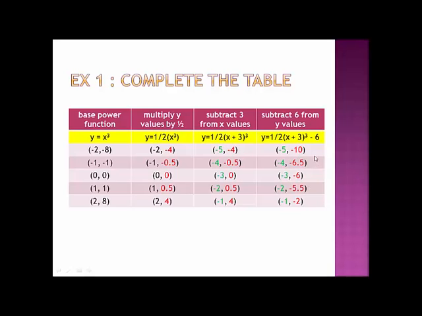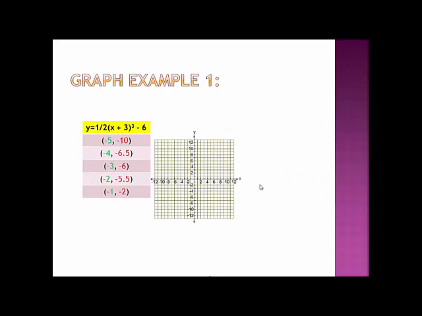So now we have 5 key points for our new transformed function. And now we can apply those points to a Cartesian plane and graph them. So if we graph those points and draw our curve, there we go.